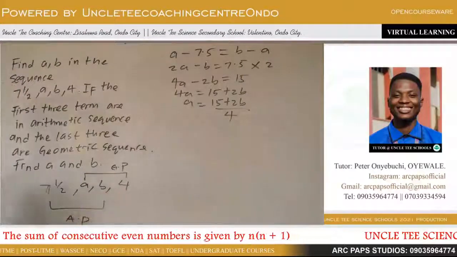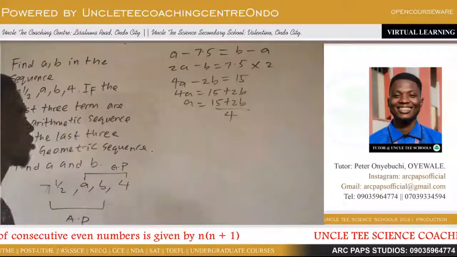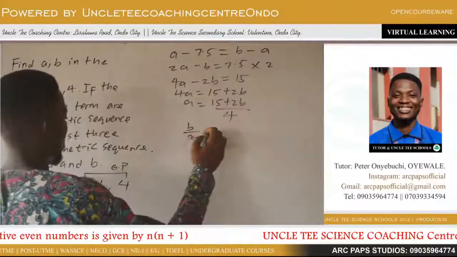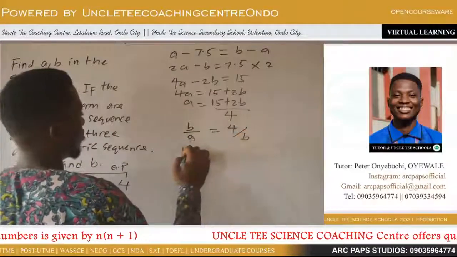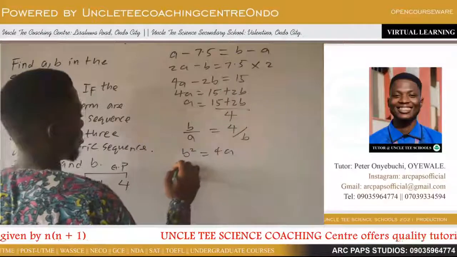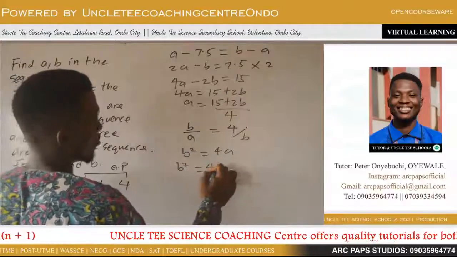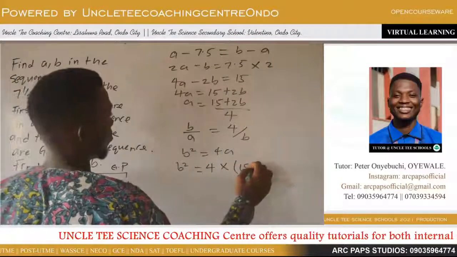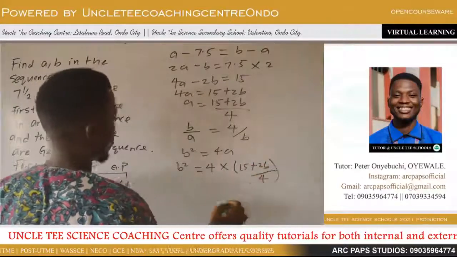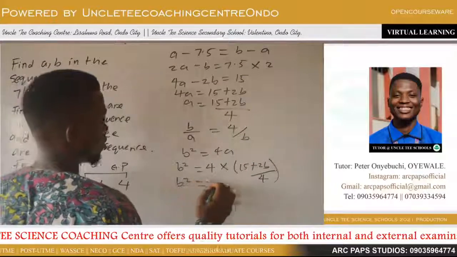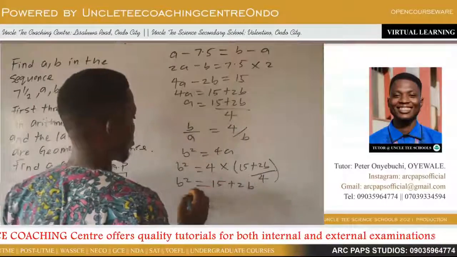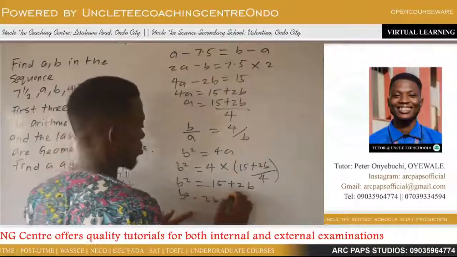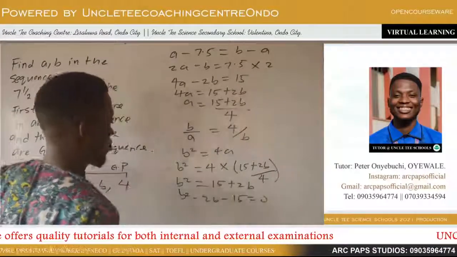Now let's do the same for the last three terms, which are in a geometric progression. T2 over T1, b over a, is equal to 4 over b. Now b squared is equal to 4a. It means b squared is equal to 4 times our a, which is 15 plus 2b over 4. So b squared will be equal to 15 plus 2b. 4 will cancel 4. b squared minus 2b minus 15 is equal to 0.